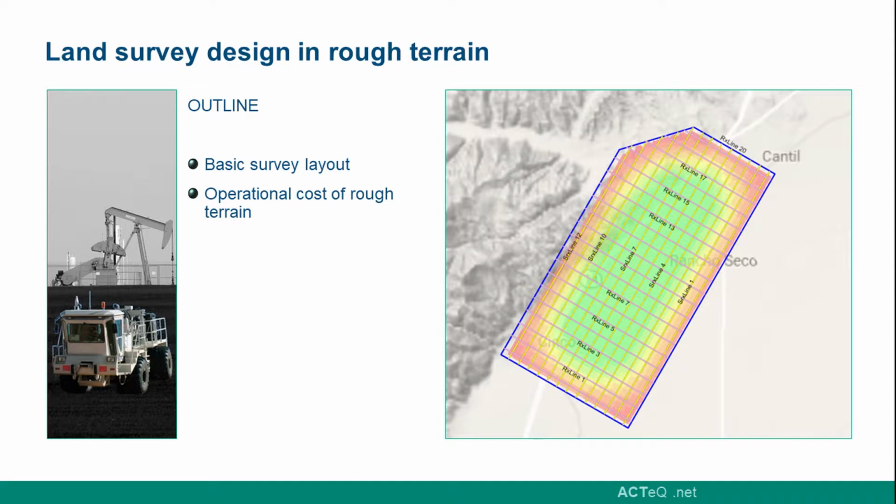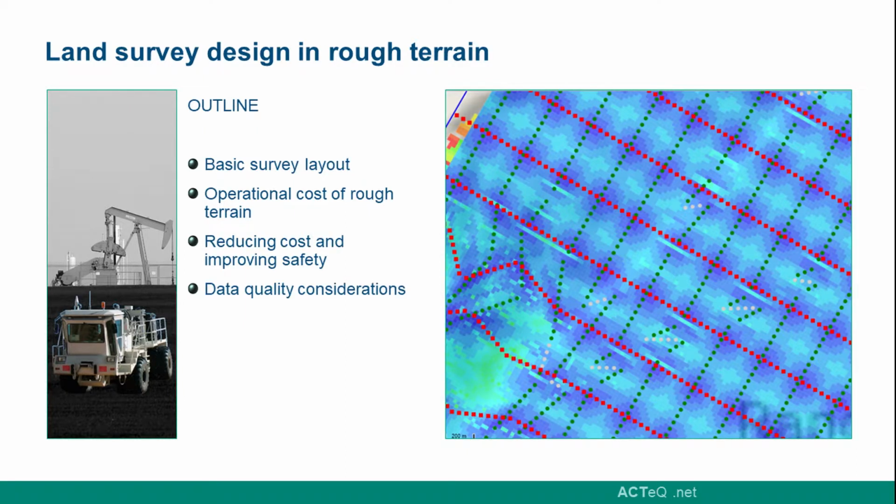We'll start off by doing a basic survey layout, and then we'll look briefly at the operational cost associated with the rough terrain. And then we'll look into some strategies to mitigate that cost and make the survey safer and less expensive to acquire. And finally, we'll look at some of the geophysical data quality considerations associated with our adjustments to the design to accommodate the mountainous terrain.